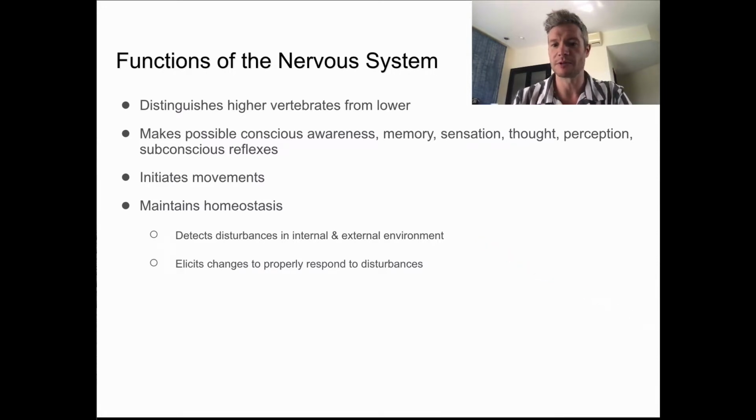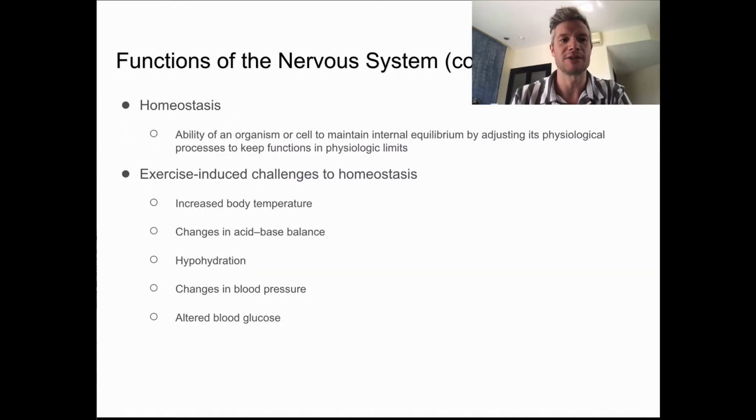It's come up a few times, almost every single chapter we've covered so far, where I've mentioned keeping balance or shutting something down a bit or turning something up a bit, and that's exactly what homeostasis is. So it's the ability of an organism or cell to maintain internal equilibrium. That equilibrium is really important in that it's that buffer zone that's really ideal, by adjusting its physiological processes to keep functions within physiological limits. So that's what that means.